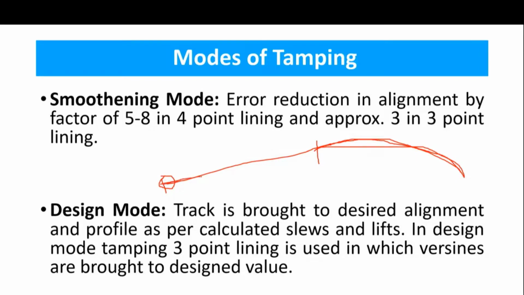So they use it to align, determine this straight and then work out the slews to bring the track to a relatively straight alignment, and this curve part is done by realignment calculations. This is how we are doing the design mode tamping.